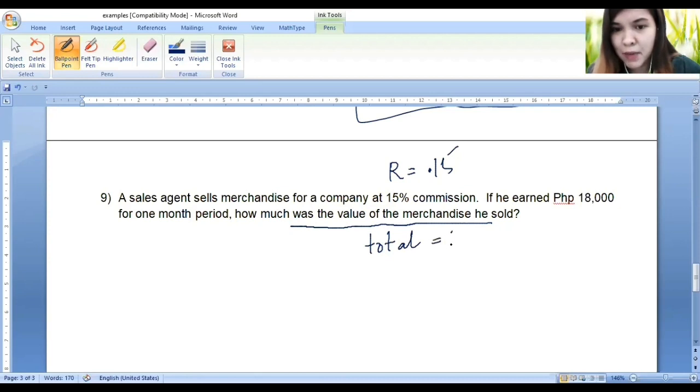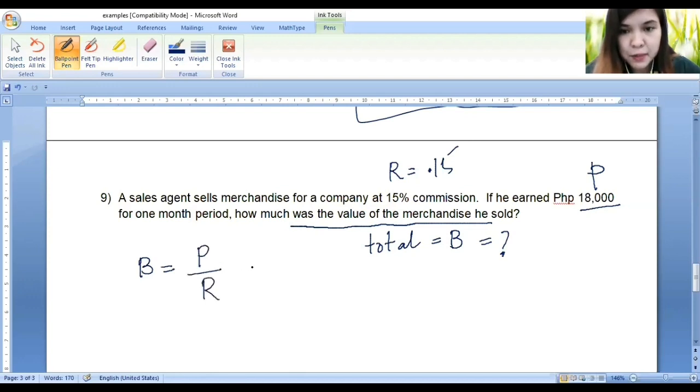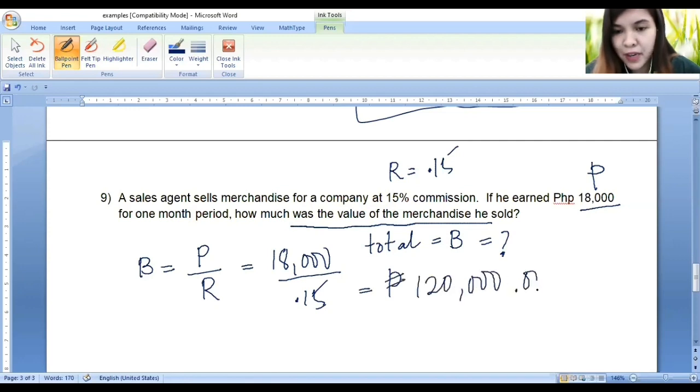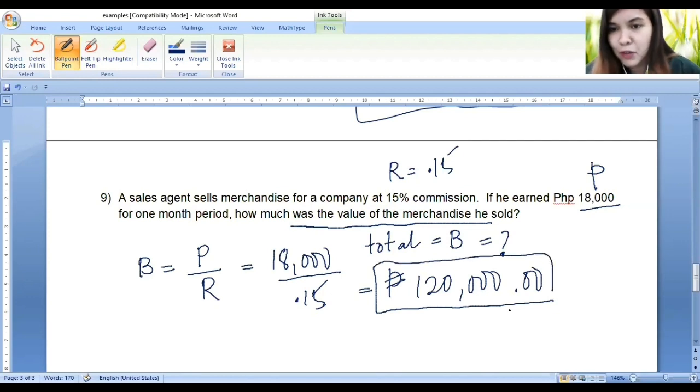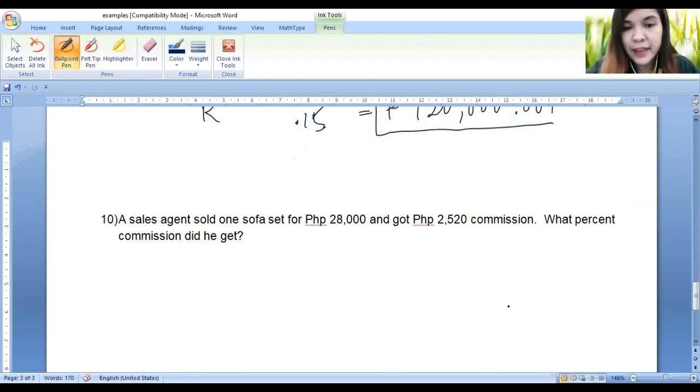So, automatically, this is our base. We're looking for the base. So, itong 18,000 pesos, ito yung kanyang parte na kinita niyang commission, amount of commission. So, this is your percentage. So, this one is the commission rate. So, we're looking for the total sales. Okay? So, if we're looking for the base, the formula is percentage divided by the rate. So, percentage is 18,000 pesos divided by 0.15. So, ang nabenta niyang halaga ay 120,000 pesos. So, don't forget the peso sign. Ayan ang total sales.